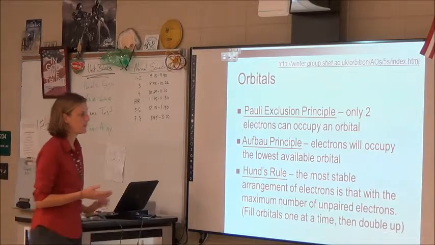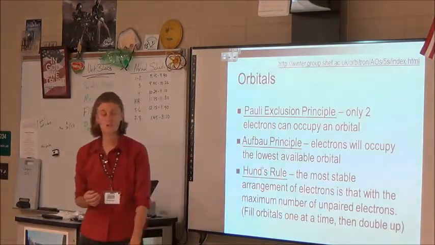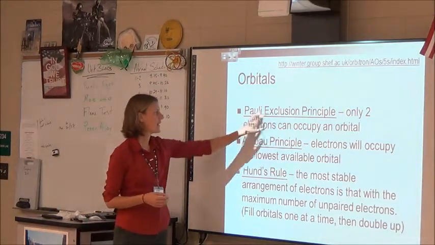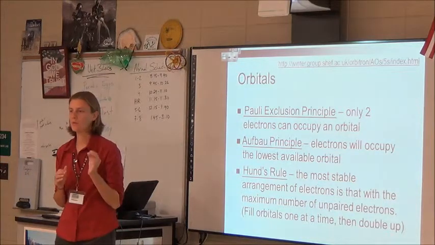All right. And we really do need to go through an example for you to fully understand, but a few more definitions first. We have the Pauli exclusion principle, which says only two electrons can occupy any one orbital shape.